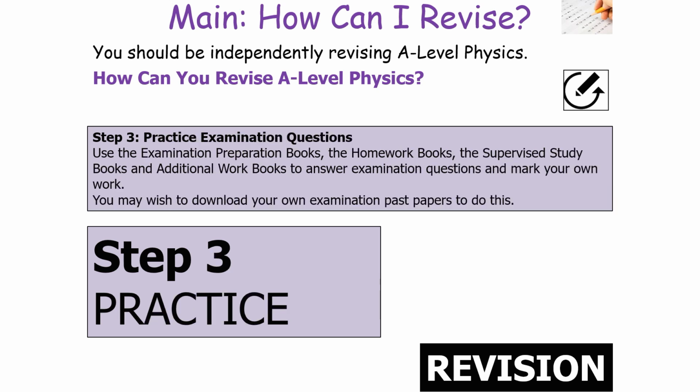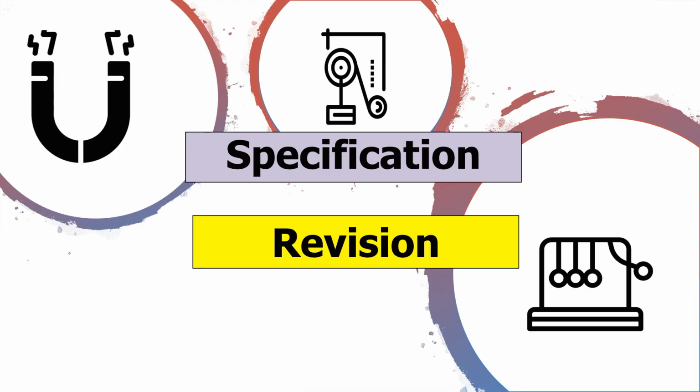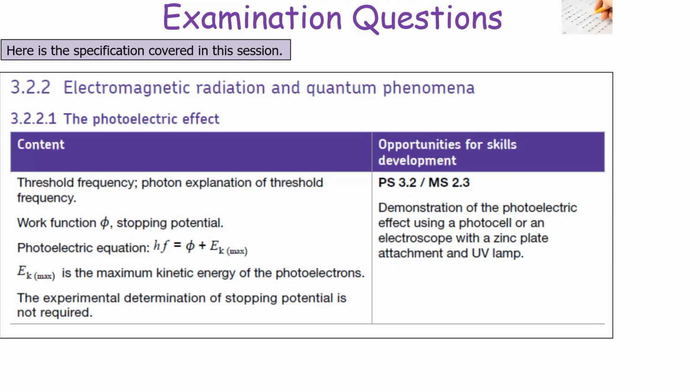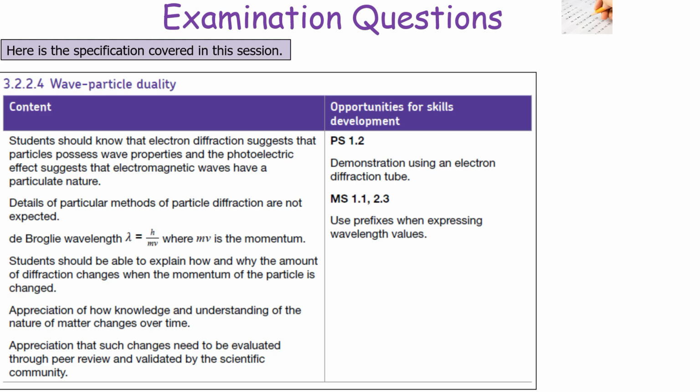Then the final step is practice and examination questions. So to do this practice, you use exam prep books, homework books, supervised study books, additional workbooks to answer examination questions and mark your own work, and you may wish to download your own past papers to do this. So the steps of learn the key facts, testing yourself and practicing exam style questions are what you should be doing to revise in A-Level Physics. So what are we going to cover in this revision session? Well, we're going to be looking at electromagnetic radiation and quantum theory, which includes the photoelectric effect, collisions of electrons with atoms, energy levels and photon emission, and finally wave-particle duality.